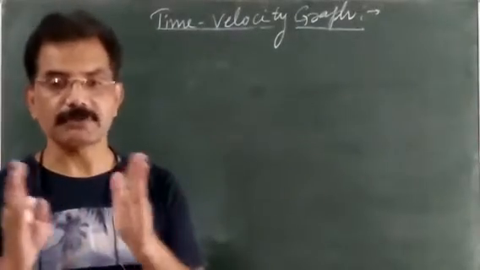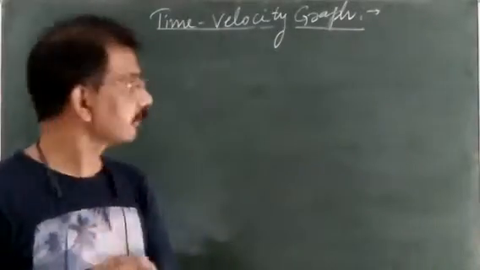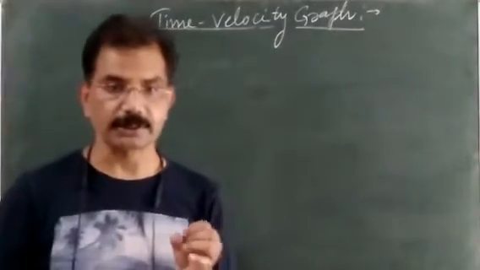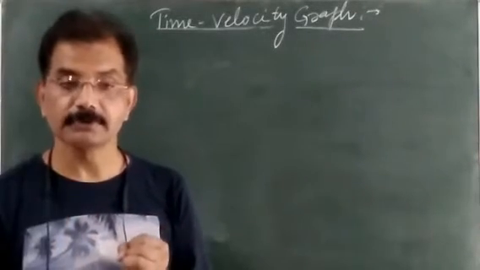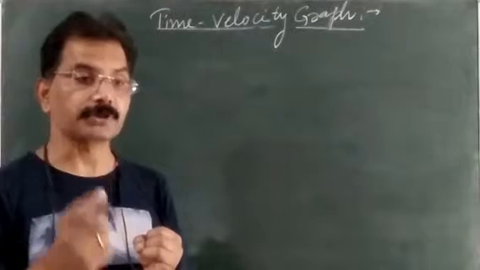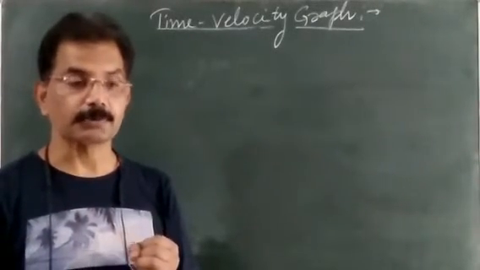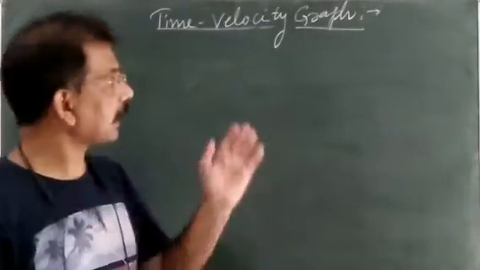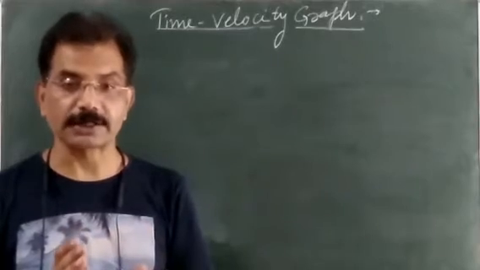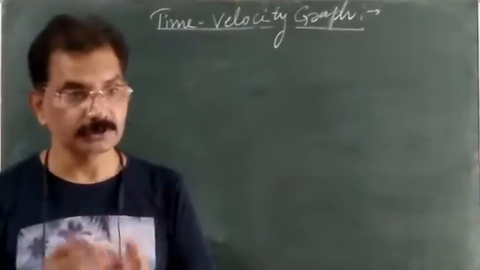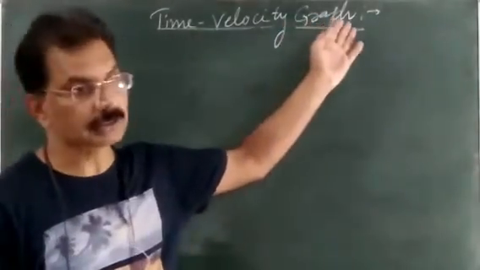With the help of this time velocity graph, we can determine several things. First, we can determine the displacement of the body at any particular time. Second, we can measure the acceleration of the body. Also, if two objects are moving and their time velocity graphs are given together on the same graph paper, then we can find whose acceleration is more or less. In this way we get several ideas from the time velocity graph.